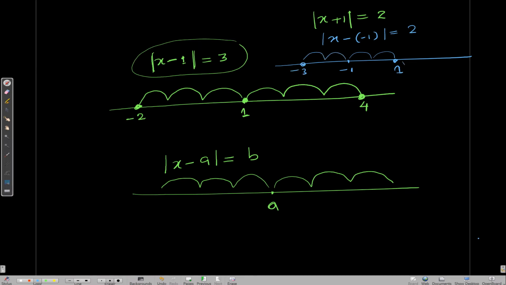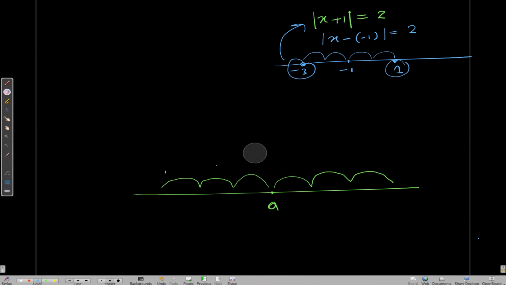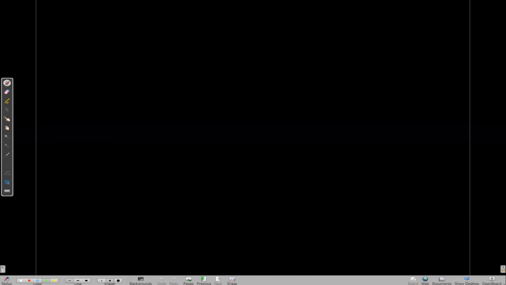Let's check. If you put these two into this equation, you must get 2. Instead of x, negative 3 plus 1, which is negative 2, and absolute value of that is 2. That's correct. And then this guy, 1 plus 1, which is 2, and absolute value of 2 is 2. Correct. But when we actually solve absolute value equations, we cannot draw pictures and do these things. We have to get a little bit technical.